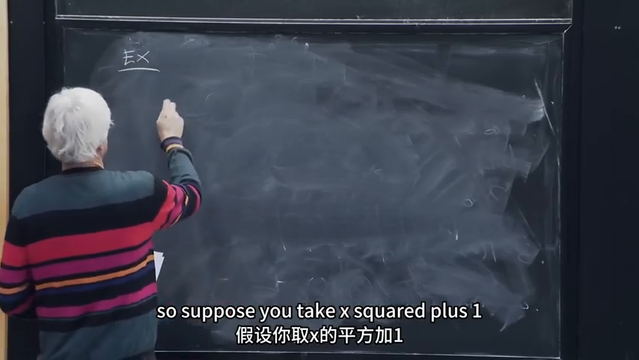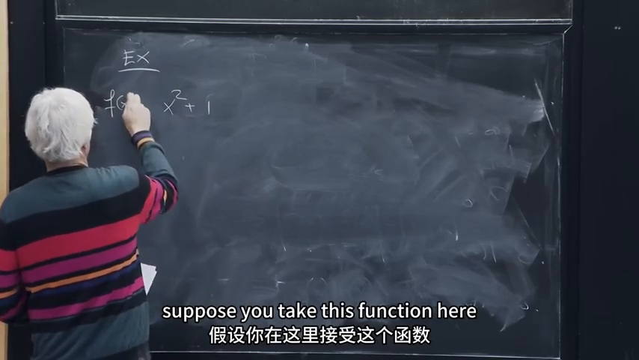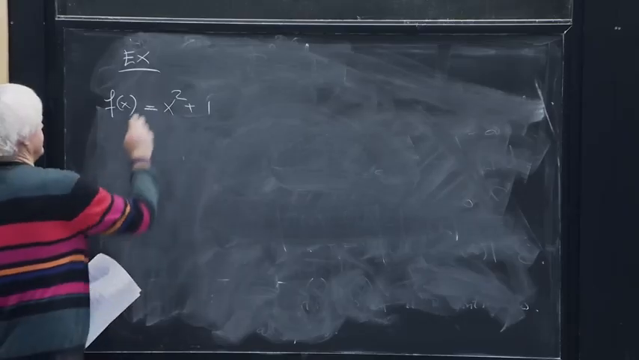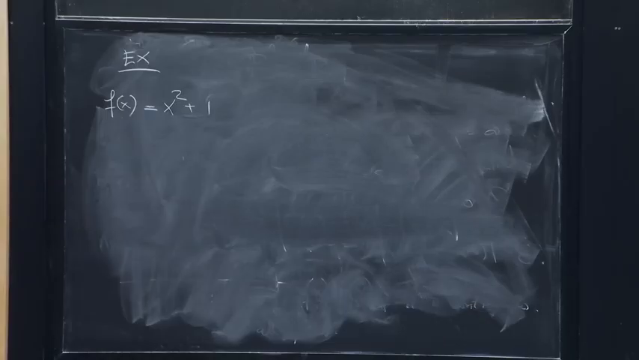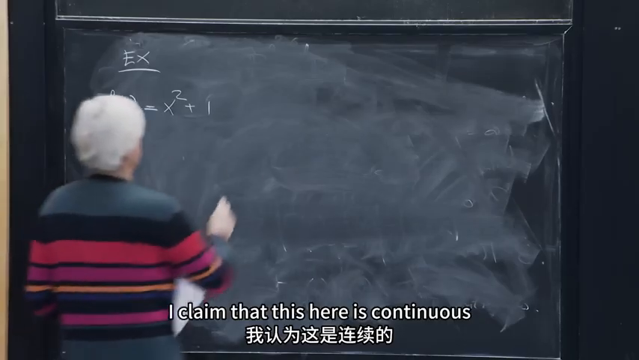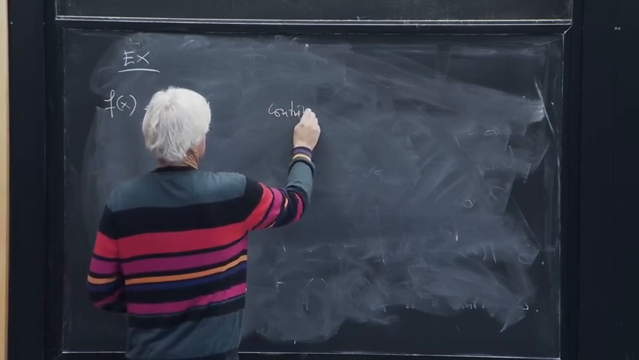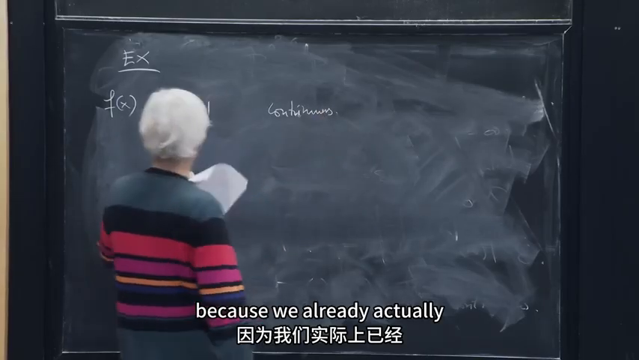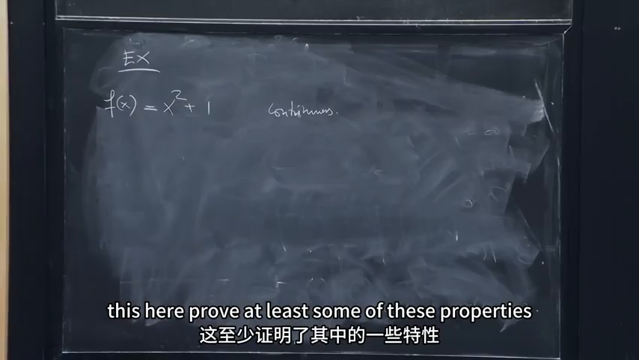So suppose you take x squared plus 1. Suppose you take this function here. I'll take a look at two examples. I claim that this here is continuous. I'm not going to go through the proof, because we already actually proved at least some of these properties.